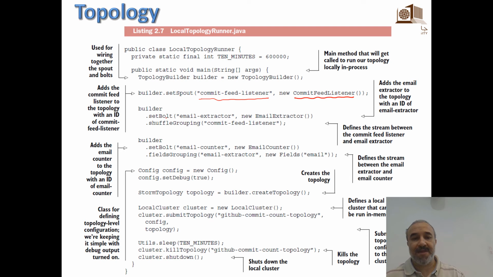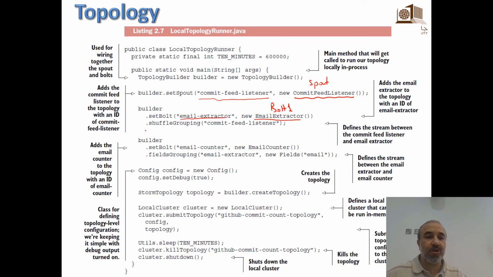Okay. Then we set the first bolt. So this is the code for the first bolt. So this is the spout. This is bolt 1. And that's the name for that bolt.